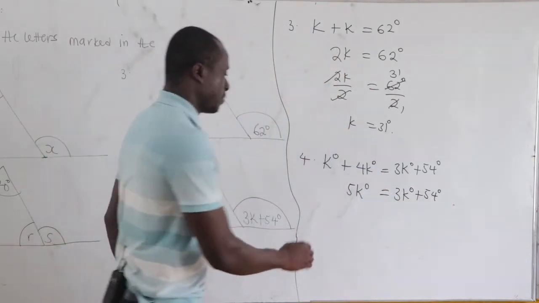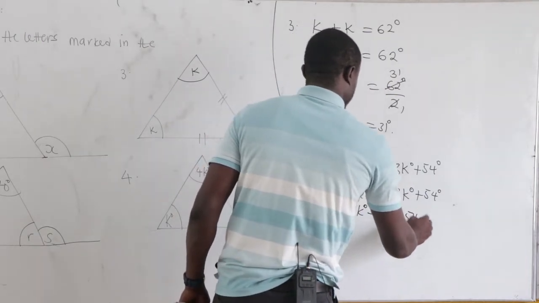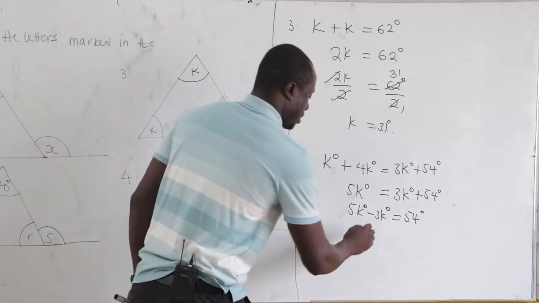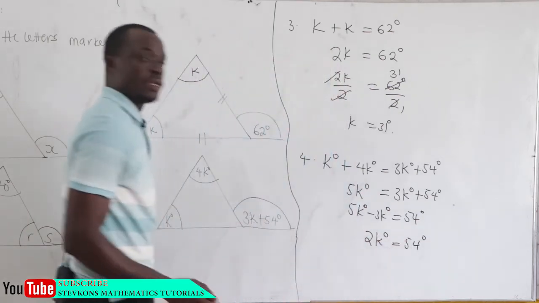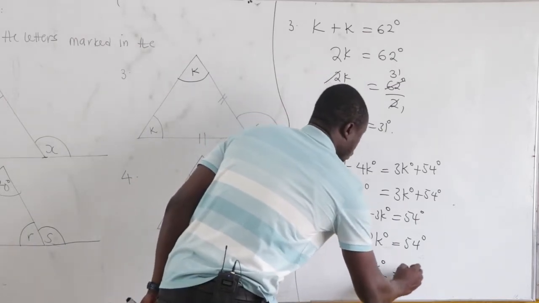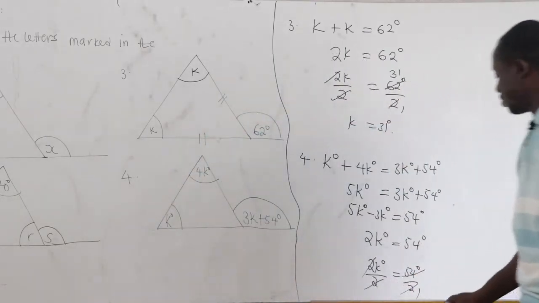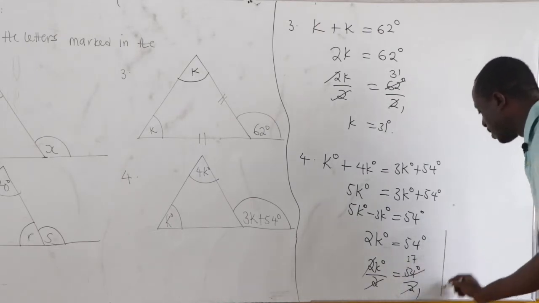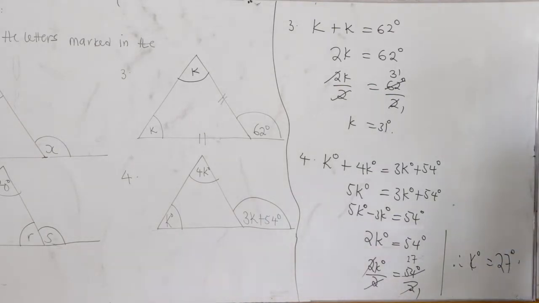Now this has to come here, so we have 5K degrees minus 3K degrees equal to 54 degrees. Now 5K minus 3K, from the idea of algebra, that's just 2K degrees equal to 54 degrees. We want to find K, so we divide both sides by 2. So 2K degrees all over 2, 54 degrees all over 2. This is cancelling out that 2. Go here, 1, 2 will go into 5, that is 2 times, 14, 7. So that is 27. Hence our K degrees is equal to 27 degrees.